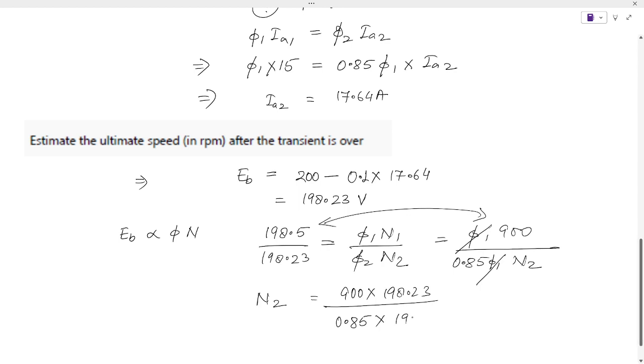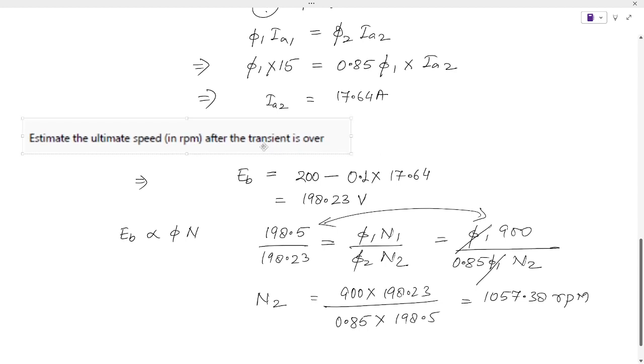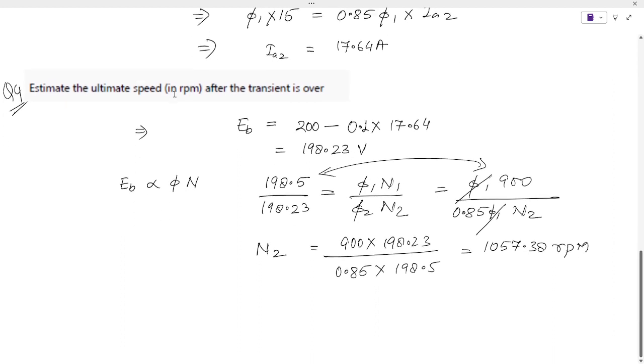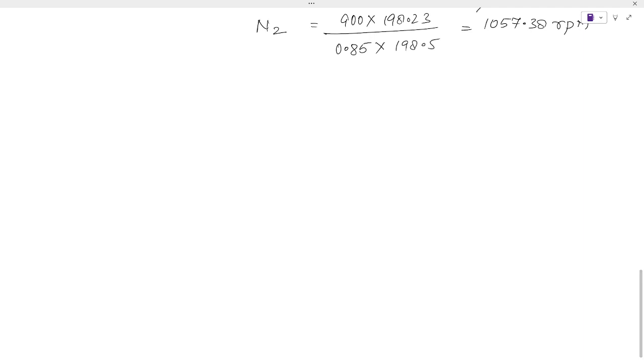So n2 is 1057.38 rpm. Okay, any doubt? Any doubt in this part? Should we move to the next question?